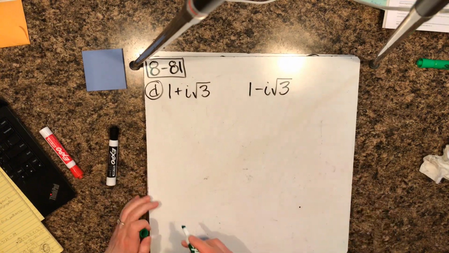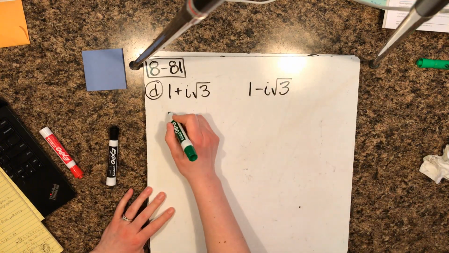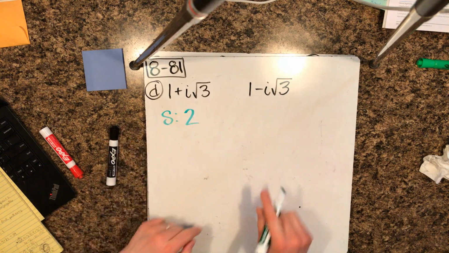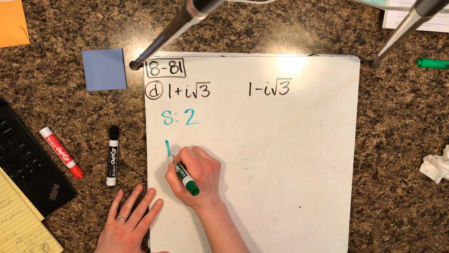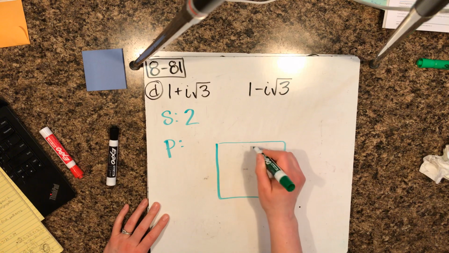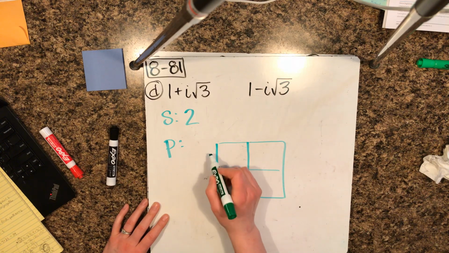Part D, I'm going to talk through this one just a little bit more. By now you've figured out that the sum is real easy because you're adding the real parts and the imaginary parts cancel out. The product for this one, some of you are going to be able to do this in your head and that's just fine. If not, let's take a look at what this looks like together.